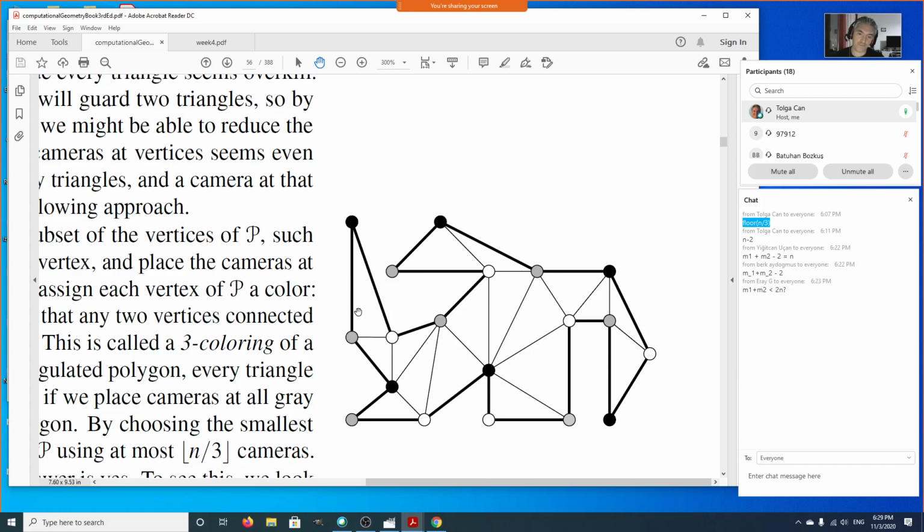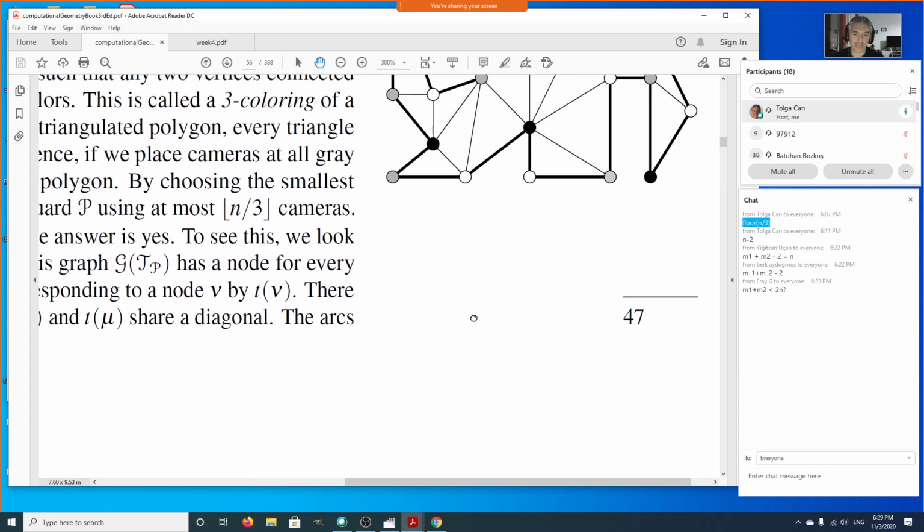So starting with this triangle, we can give arbitrary colors. If this is gray and white, then this is for sure, it must be black. Then if this is white and black, then this must be gray. And we have gray and black here, then this must be white. If this is white and black, then this must be gray.